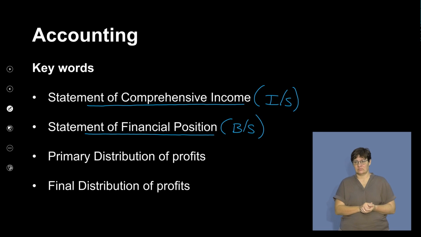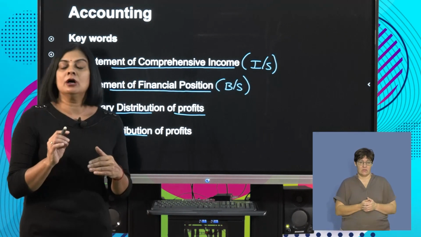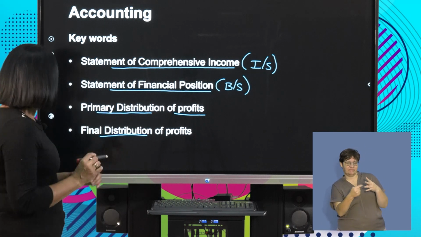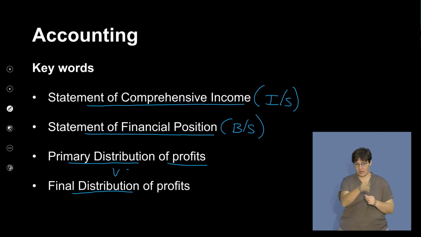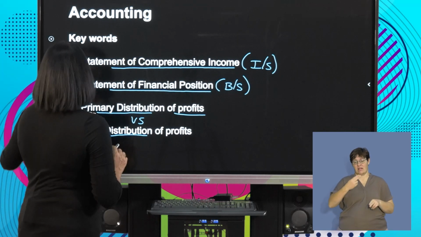Another key term that you're going to come across is primary distribution of profits. What do we mean by primary distribution of net profit? As well as final distribution of profits. Please remember, as I'm completing today's lesson, we're going to come across these terms, and I want you to take note of the difference between primary distribution versus final distribution. Right, let's carry on.